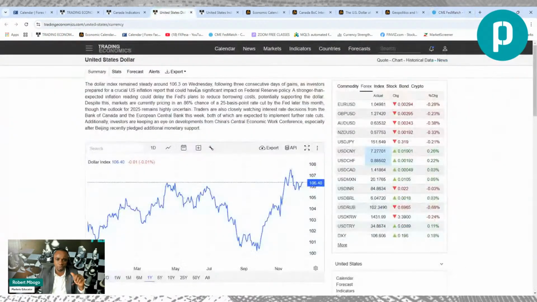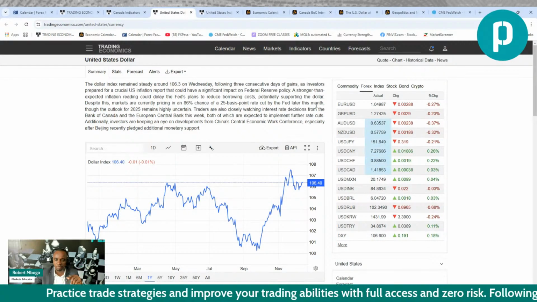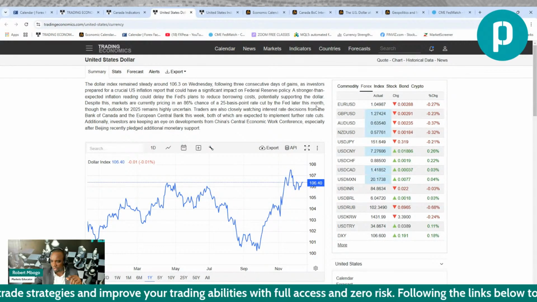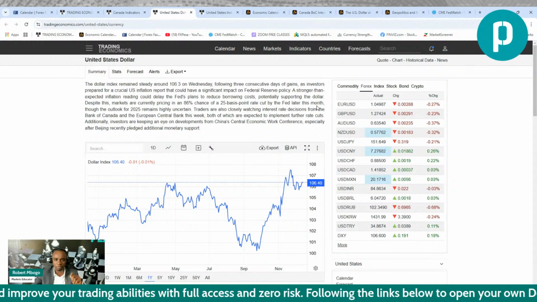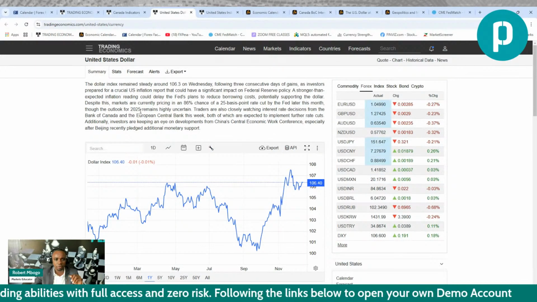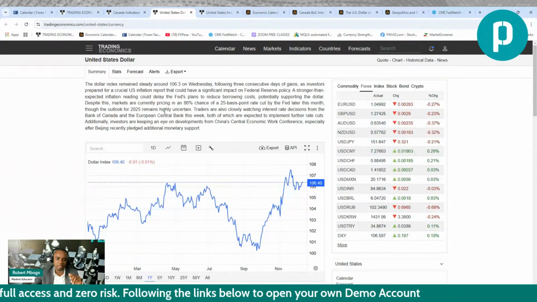Going back to this, the Fed plans to reduce borrowing costs, potentially supporting the dollar. Despite this, markets are currently pricing in an 86% chance of a 25 basis point rate cut by the Fed later this month. That will be in 7 days, I think next week. Next Wednesday, I will be here to have a look at that. Though the outlook for 2025 remains highly uncertain.